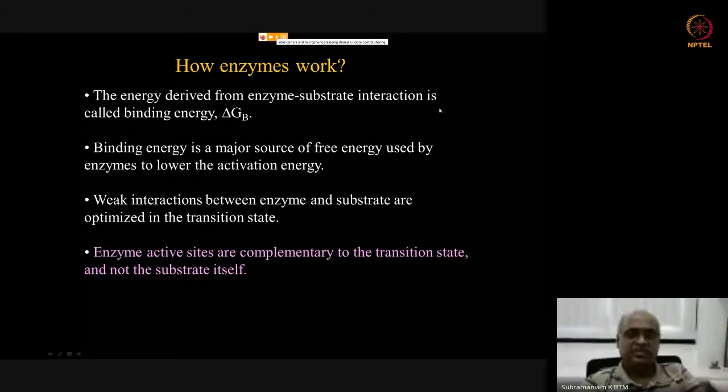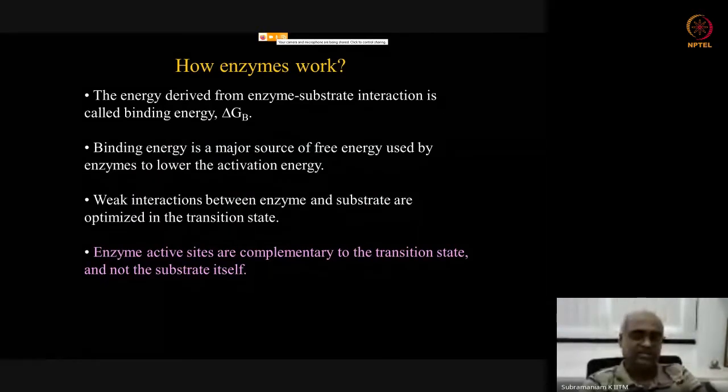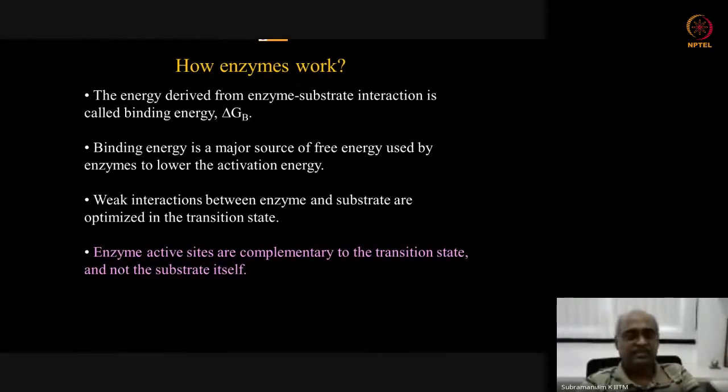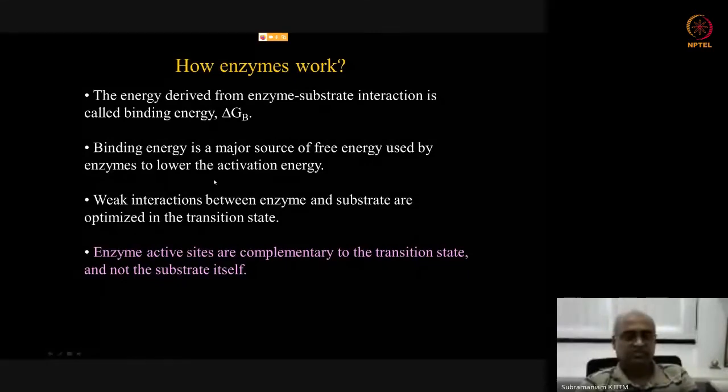So the energy derived from enzyme substrate interaction is what we call binding energy. And this binding energy is a major source of free energy used by enzymes to lower activation energy. So this is something you need to remember. This is characteristic of all enzymes. The covalent bond formations are specific to certain enzymes and certain substrates. That's not going to be there in every enzyme. Whereas these non-covalent interactions, multiple of them, are common to all enzymes, and therefore their contribution to reducing the activation energy is something that you need to remember as the primary hallmark of an enzyme.